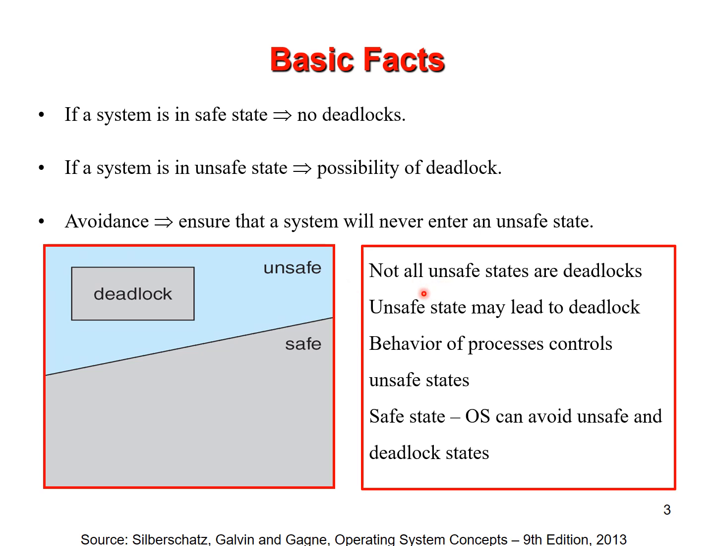Also, not all unsafe states are deadlocks. This unsafe state may lead to deadlock. So the behavior of processes can control the unsafe states. Safe state means the operating system can avoid unsafe and deadlock states.